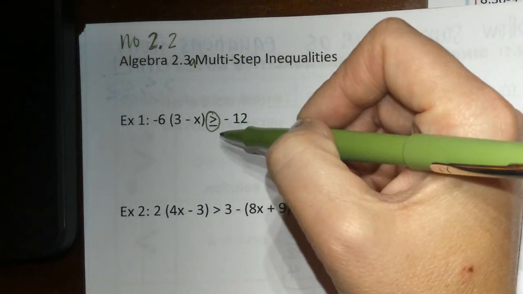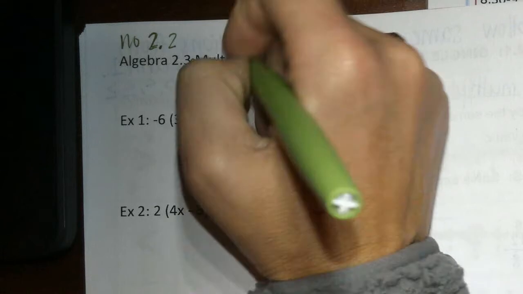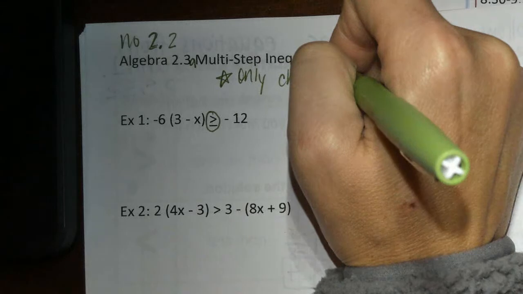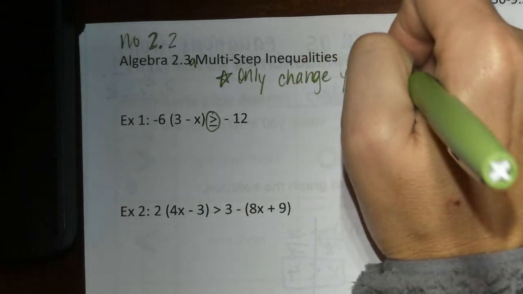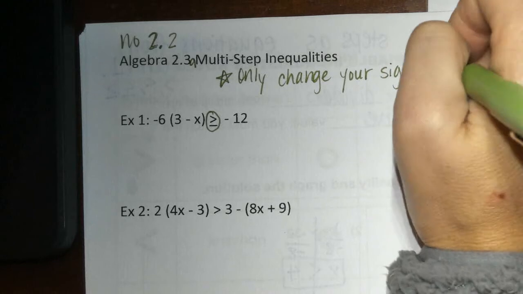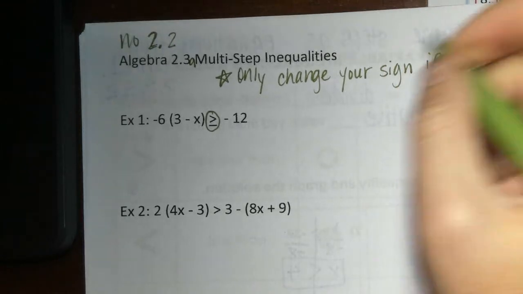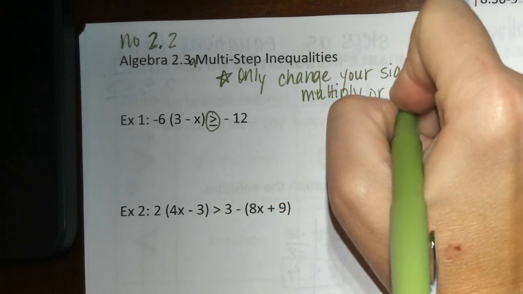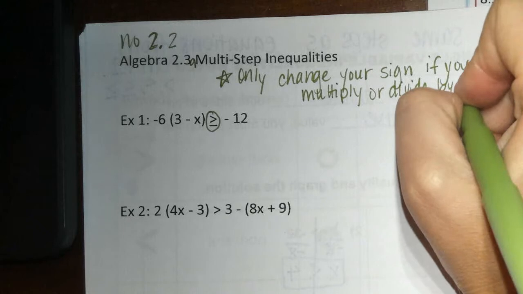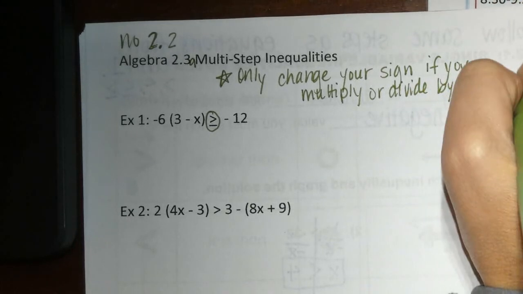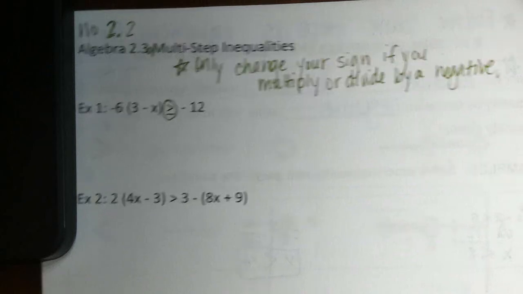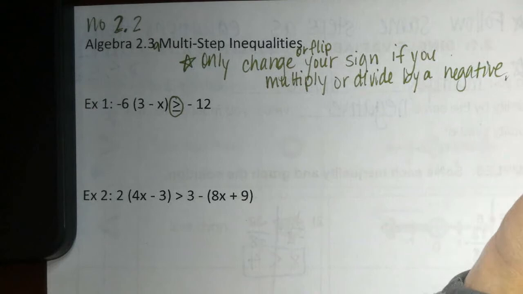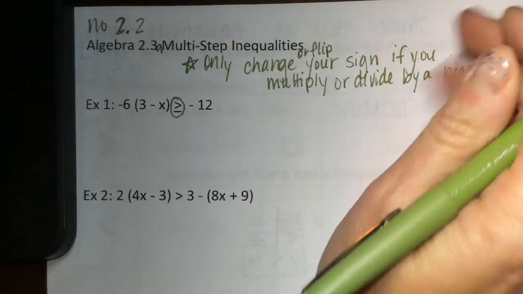And you just keep the inequality sign unless, remember from yesterday, you multiply or divide by a negative. That's the only time you need to flip your sign. Change or flip your sign. And this is the sign I'm talking about, not a positive or negative sign.